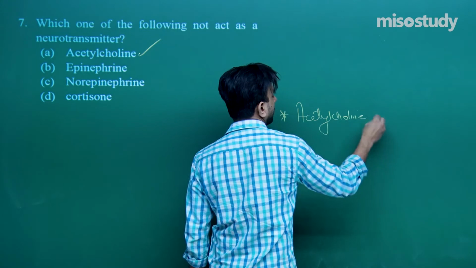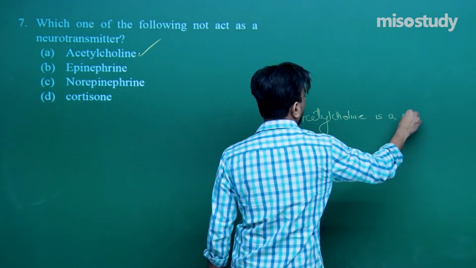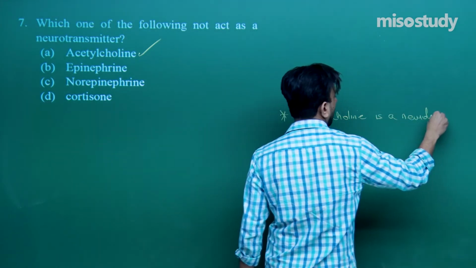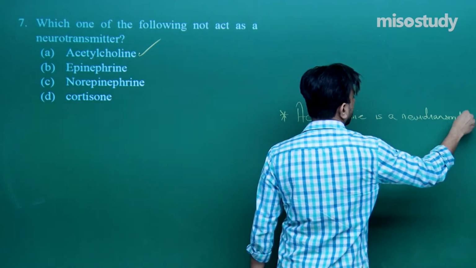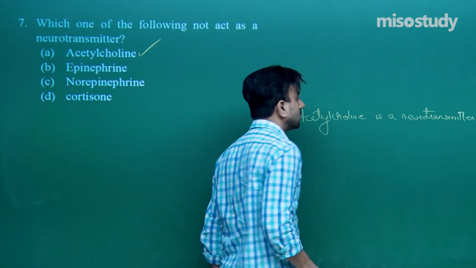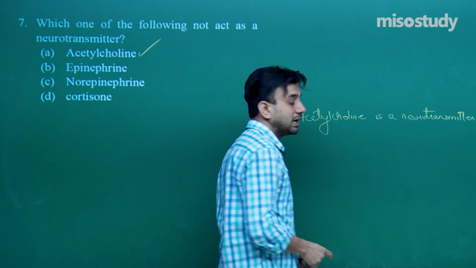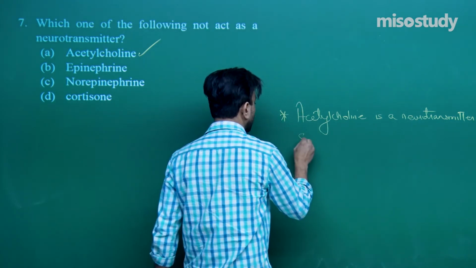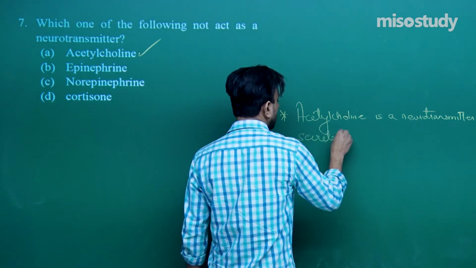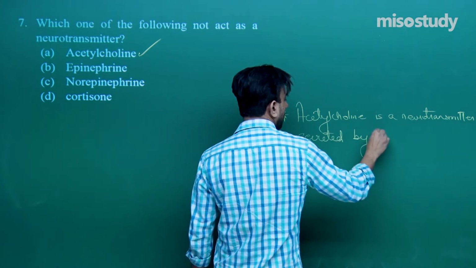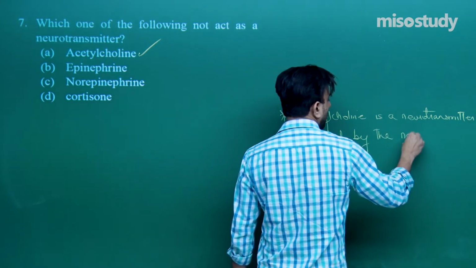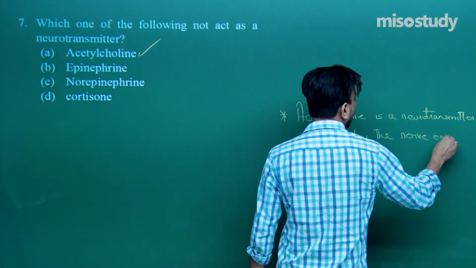Acetylcholine is a neurotransmitter secreted by the nerve endings.